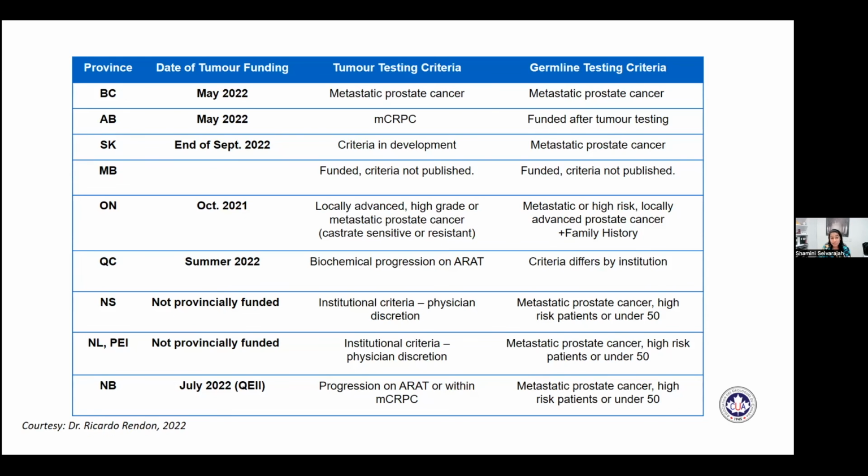But in some provinces, let's say Nova Scotia, as of 2022 and early 2023, there was no provincial funding for tumor testing. It was done at the physician's discretion based on which institution they were in. And germline testing, though, was eligible for patients who had prostate cancer. So as you can see, there are differences from province to province. And so it's important to be aware of regional differences in policies and also to know which biomarker testing you have access to. So it's always important to have a discussion with your doctor.